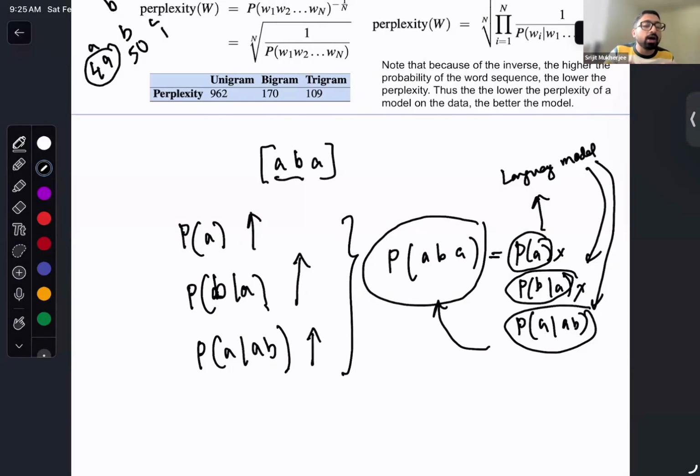Okay, all of you understood how you're generating this entire sequence. You first generate A, then given that you generate B, now you have generated A and B. Then given that, you generate A, and you find the probabilities of all of this. Does it make sense, everyone? Give a thumbs up. This is very important to understand why it's happening. It's very fundamental.